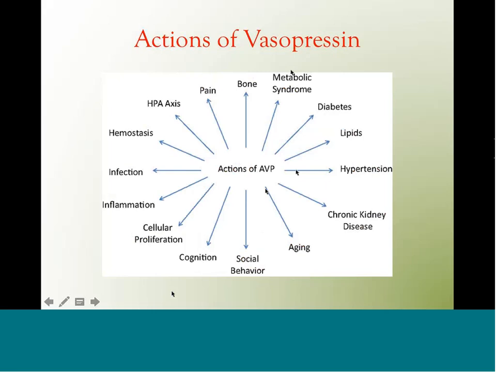Now, first of all, oxytocin and vasopressin have a lot of actions. I found this nice little slide here. It seems to control almost everything. It has effects on the bone, pain, metabolic syndrome, diabetes, lipids, hypertension, chronic kidney disease, aging, social behavior, cognition, cellular proliferation, inflammation, infection, homeostasis, the hypothalamic pituitary adrenal axis, and pain. So you would think if it does so many things, we want to be measuring this all the time, and we want to be looking for some of these defects and symptoms related to AVP deficiency.